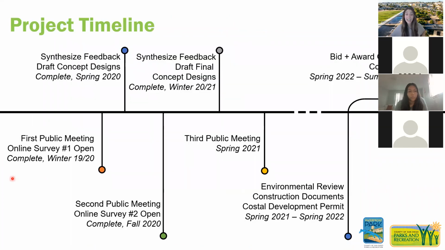So let's look at the project timeline. We're showing both where we've been and where we're going. So we started with our first public meeting and online survey in January of 2020. During this time, we also met with many stakeholders for input. We then synthesized all of our feedback and completed draft concept plans. These were shared at our second public meeting, along with a second survey in fall of last year.